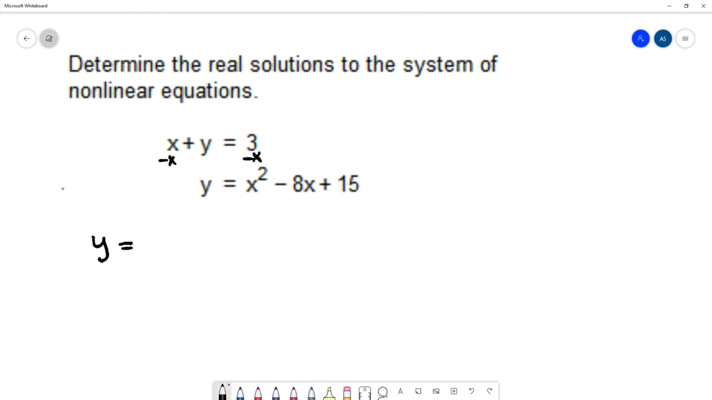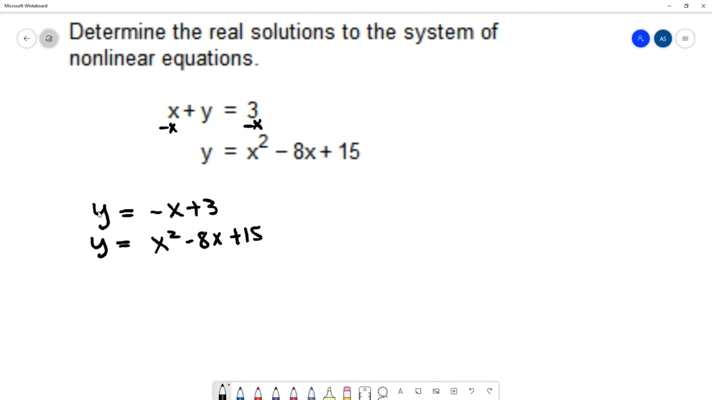I have y equals negative x plus 3 and y equals x squared minus 8x plus 15. Now I have my like terms lined up, my equals lined up, and here on the right hand side I have my x's lined up and my constants lined up.